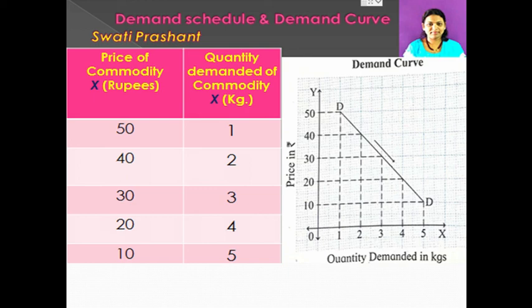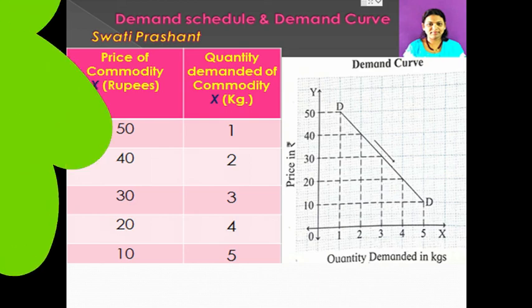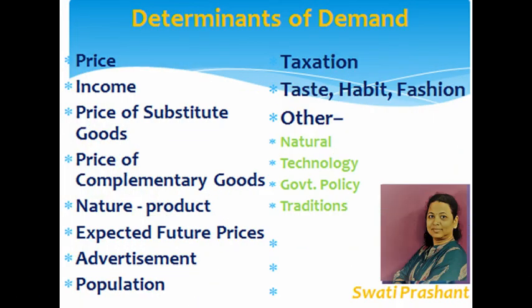In short, the most important factor determining the demand for a good is the price of the good. Now let us discuss the same under the title of variations in demand. Variations in demand: when the demand for a commodity falls or rises due to changes in price alone and other factors remain constant, it is called variations in demand. I will repeat. When the demand for a commodity falls or rises due to changes in the price alone and other factors remain constant, it is called variations in demand.